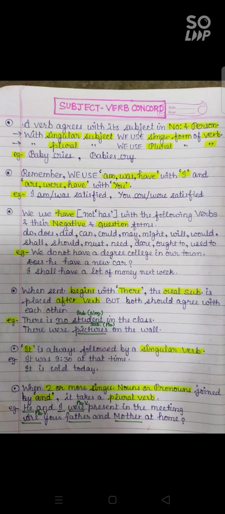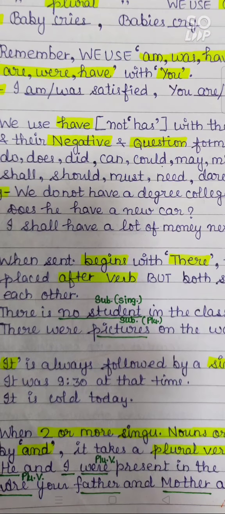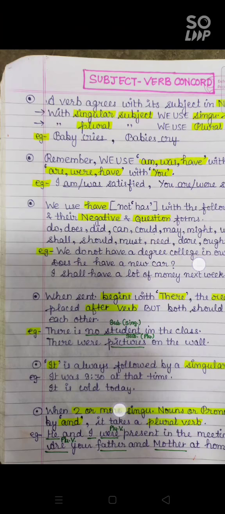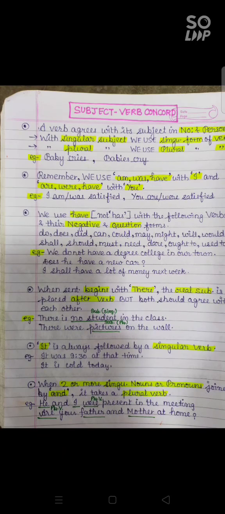Now moving towards the plural form of the sentence, if I say there dash pictures on the wall, because the subject is pictures, and yes, that is a plural form of subject, so here we have to use the plural form of verb that can be either were or it can be are.